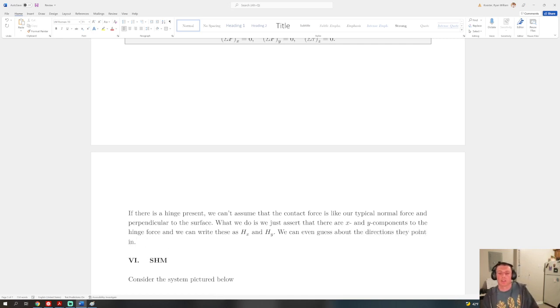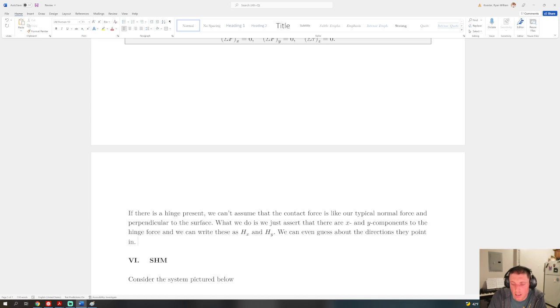And what I mean by this is, obviously the x component of the hinge force is going to point in the x direction, but it could point in the negative x direction, right? So it could point in the positive x direction or the negative x direction. And the y component of the hinge force, depending on the setup of the problem, could point in the positive y direction or the negative y direction. But we can just guess.